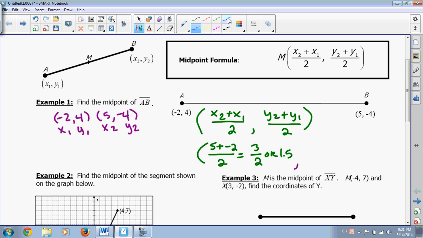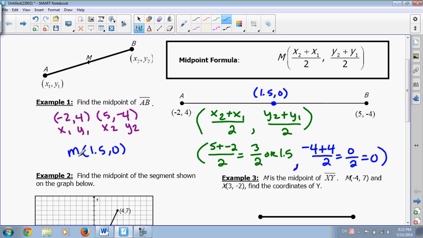We do y2, which is -4, plus our y1, which is +4, and divide by 2. Well, -4 plus 4 is 0, and 0 divided by 2 is just 0. So the midpoint of these 2 points would be at (1.5, 0). Or you could say it is at (3/2, 0). Either one of those would work.